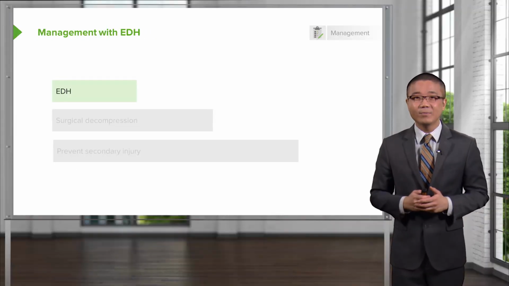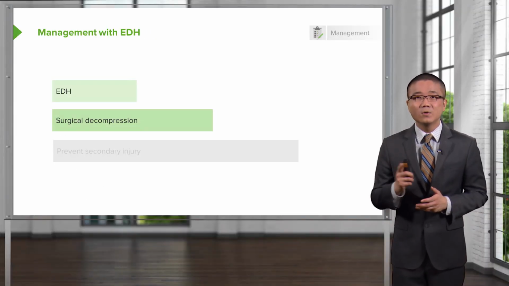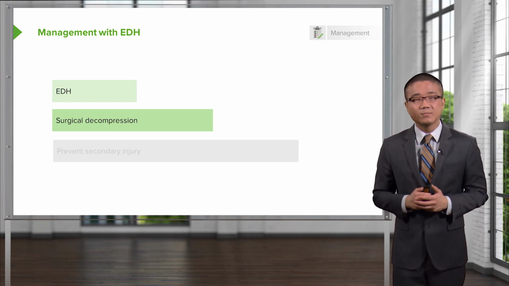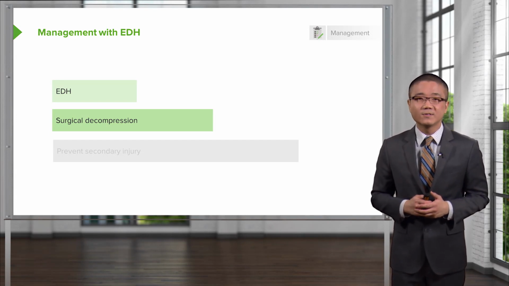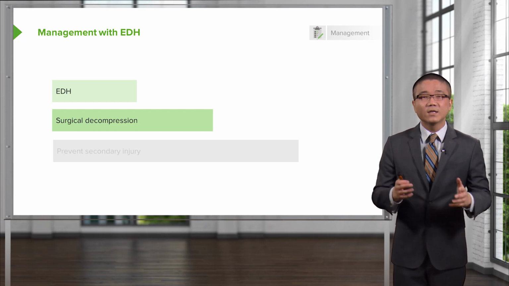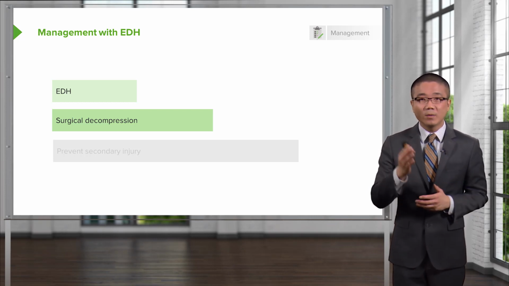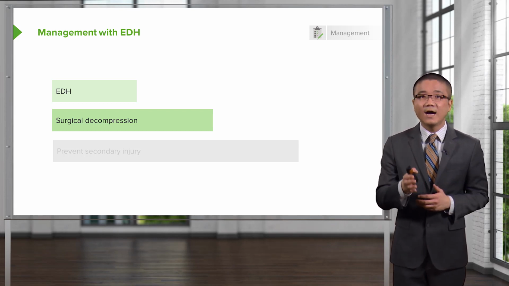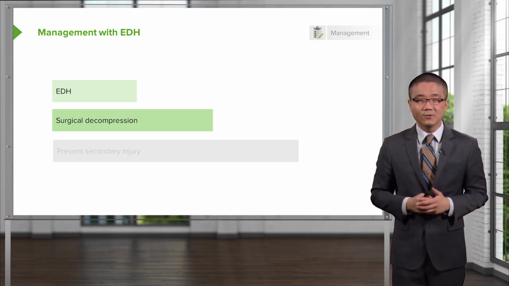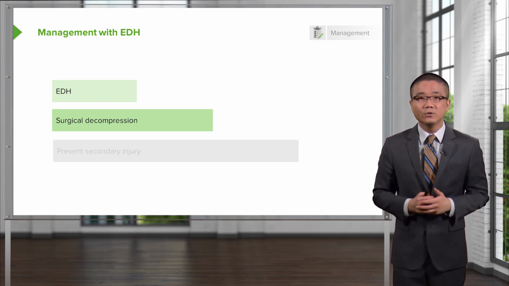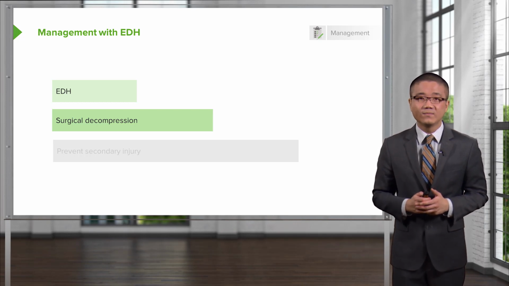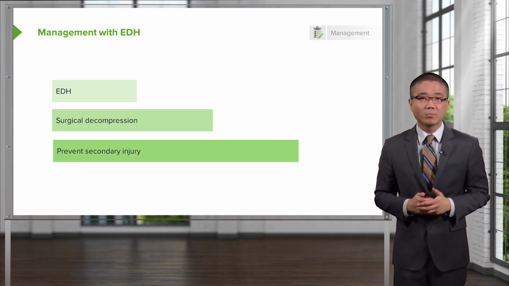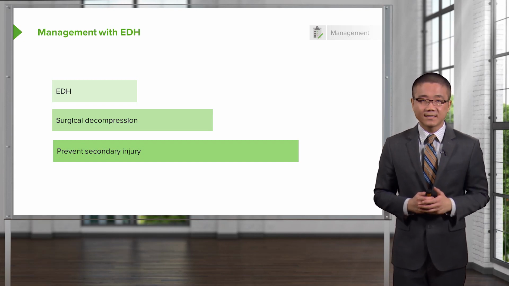How do we manage an epidural hematoma? Most epidural hematomas, unlike subdural hematomas, require surgical decompression. If a clinical scenario is presented to you where a patient sustains high velocity or high impact brain trauma, and they demonstrate a lucid interval, I encourage you to hold epidural hematomas high on your differential list and elicit surgical decompression. Once again, like any traumatic brain injury, we want to try to prevent secondary injury.